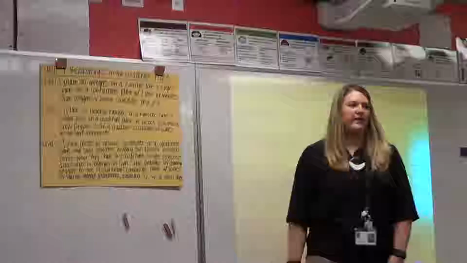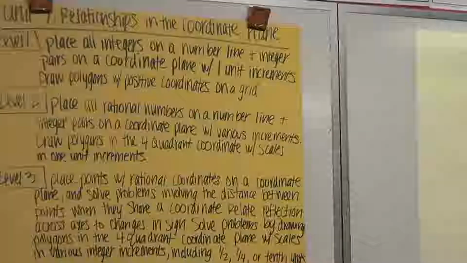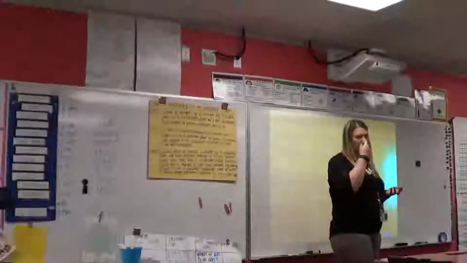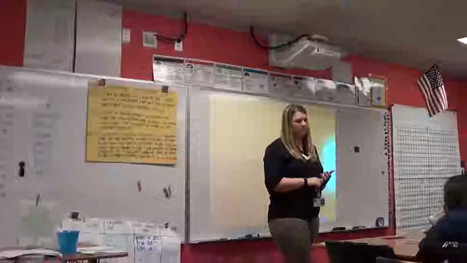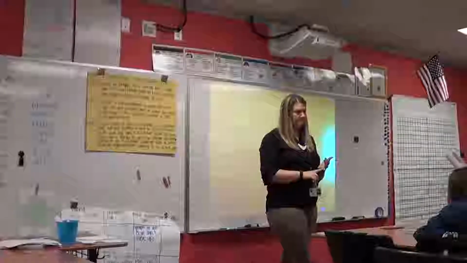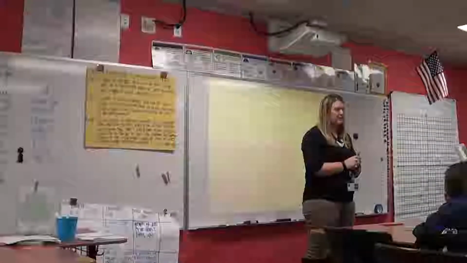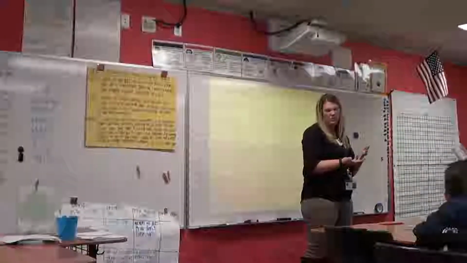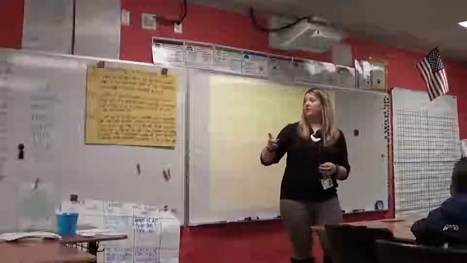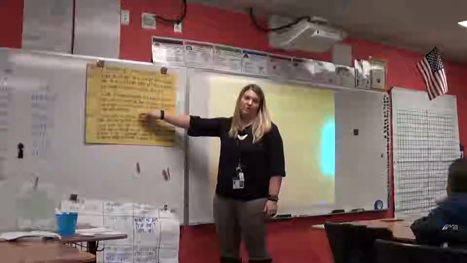Okay, level 2 is place all rational numbers on a number line and integer pairs on a coordinate plane with various increments. So what do they mean by various increments? More than one measurement. So give me an example. What could you possibly see then? Counting by 3s or by 4s. What else could you see labeling by? What would be another increment that you might see on a test? 2s, 5s. 1s is not various, so the 1s is level 1. So you have to count by something higher than 1 in order to be a level 2.